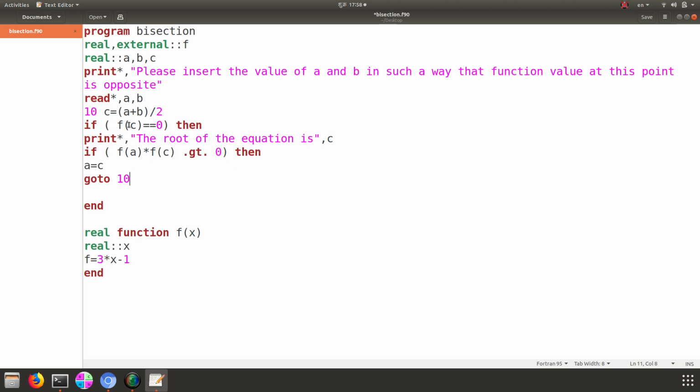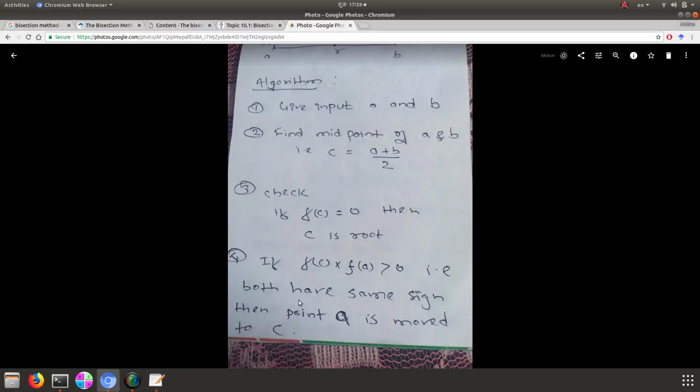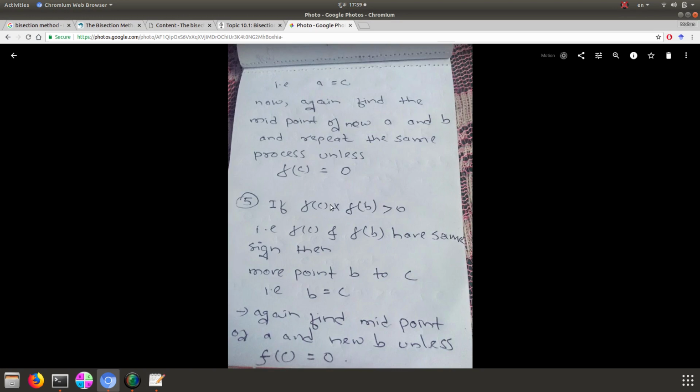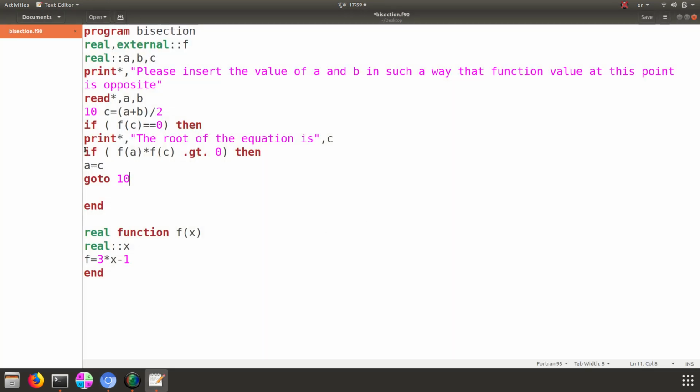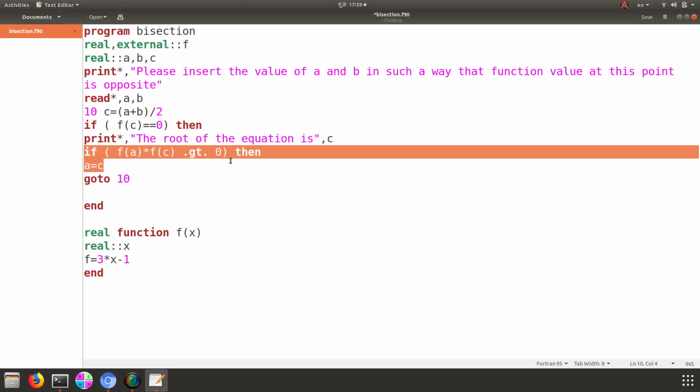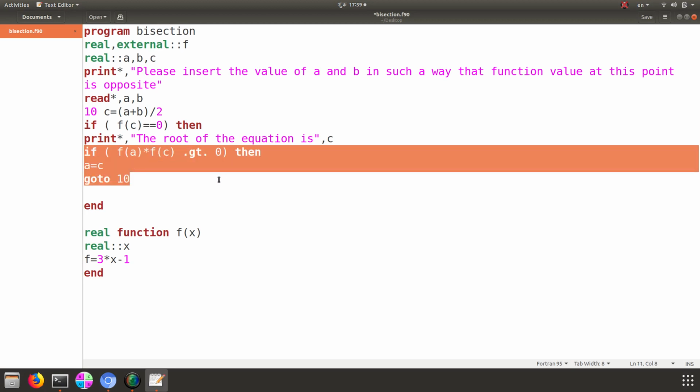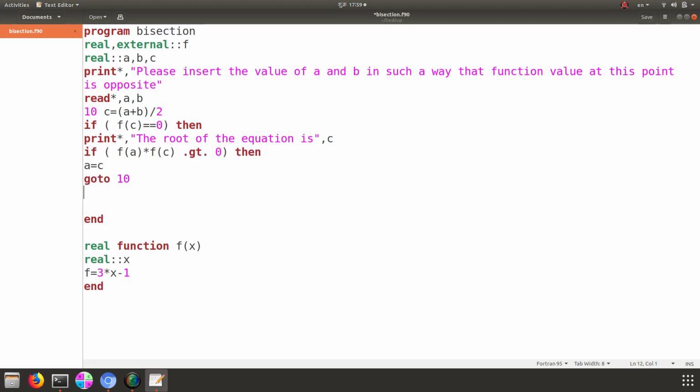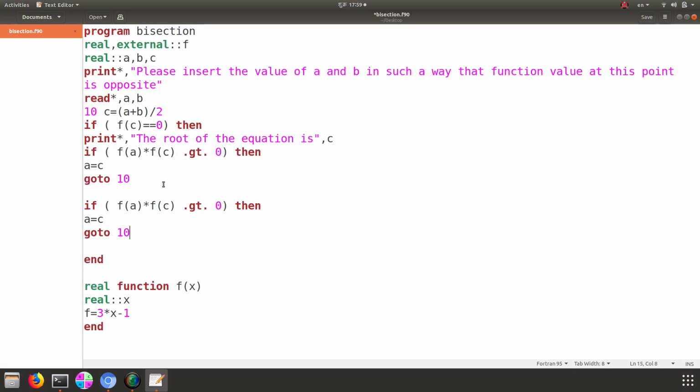So this will happen unless f of c equals 0. For that condition where f of a and f of c have the same sign, that is either both positive or both negative. Okay, now if this does not happen, then f of c and f of b would have the same sign. Now simply we can copy this and replace this by b. Okay, paste it and remove this a by b.